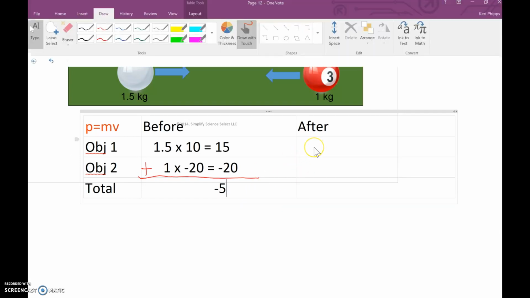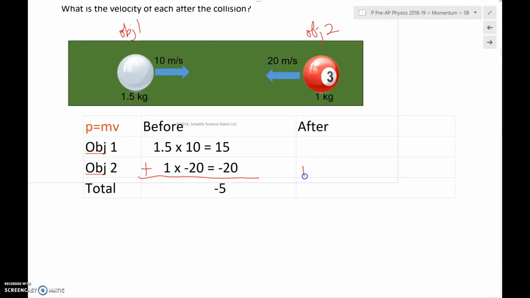Let's do the same thing on our after. Find each individual one, add them up, and go from there. Now, in this case, it was an inelastic collision. So what do we do with the velocity if it's an inelastic? They stick together. That means the velocities are the same. So we're going to have a 1.5 kilogram object with an unknown velocity of v, and a 1 kilogram object with a velocity of v.